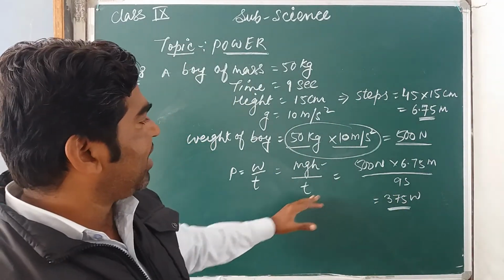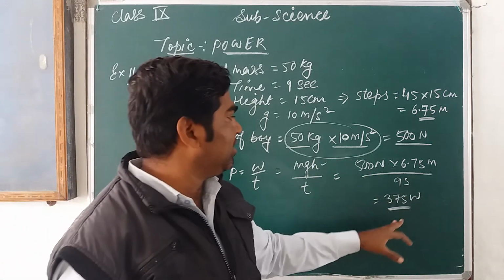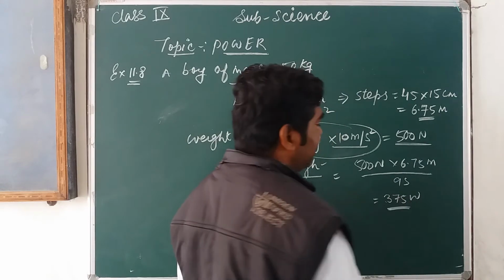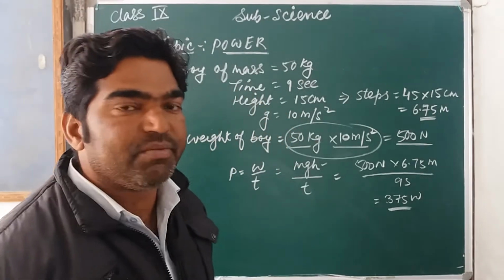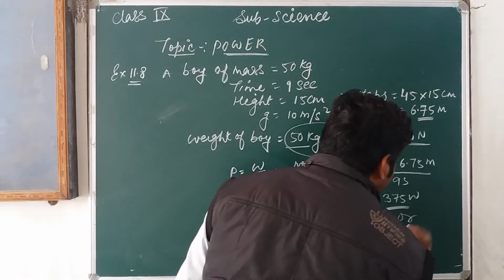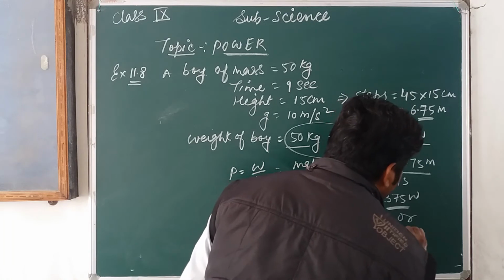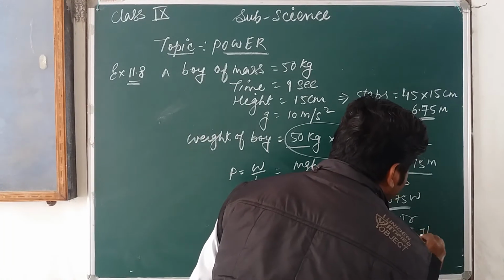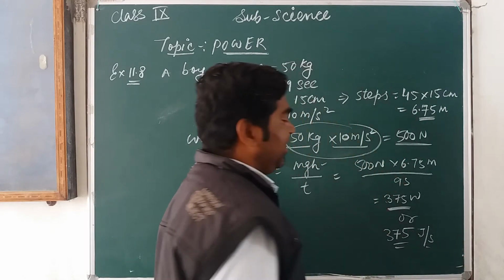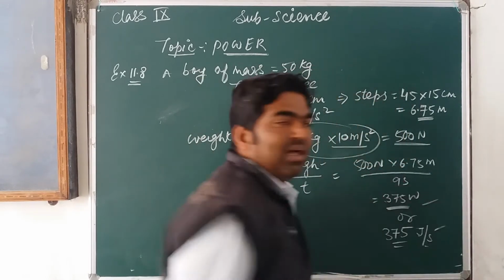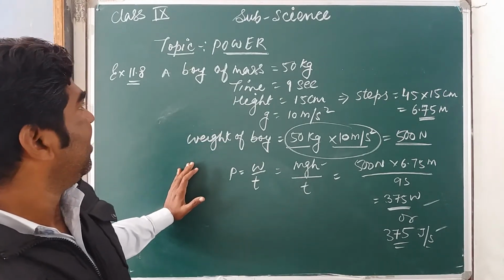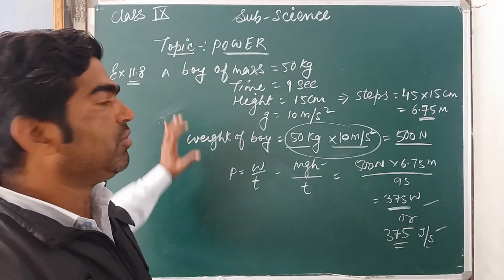So now finally, using this formula we can calculate what? Power. So the power of that boy is 375 watt, or you can write it like this, 375 joule per second. Both are correct answers. So in this way you can solve the numerical related to power.